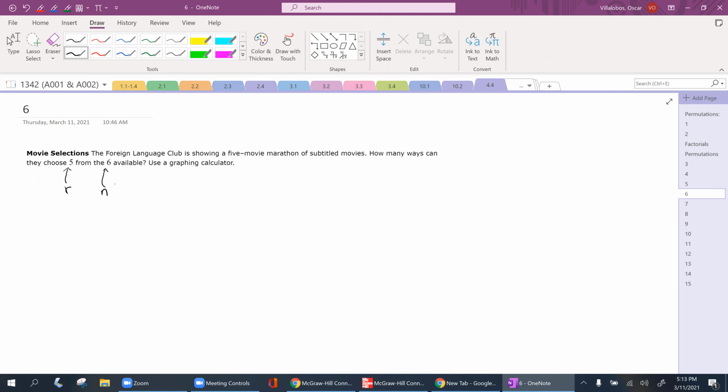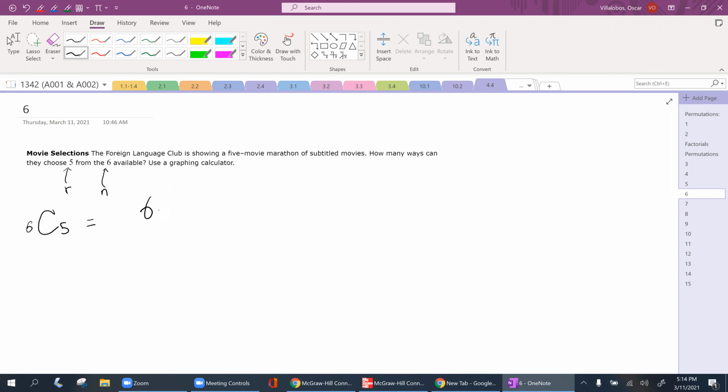So if you're using a graphing calculator, this says use a graphing calculator, and that's exactly how it's going to be on your exam. There are going to be some problems where I'm not going to require your handwritten work. It'll clearly say use a graphing calculator. So in a graphing calculator or by hand, this would be 6 combination 5.